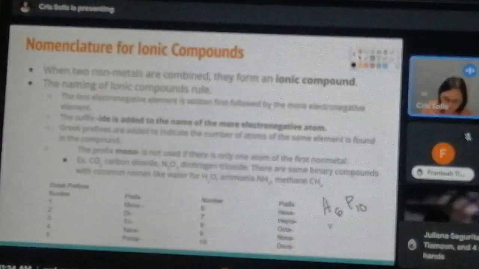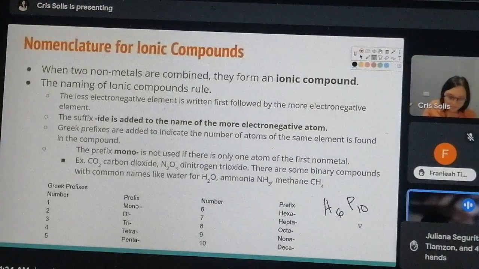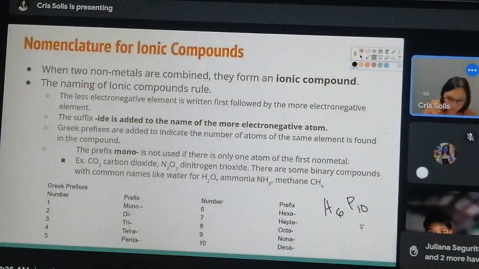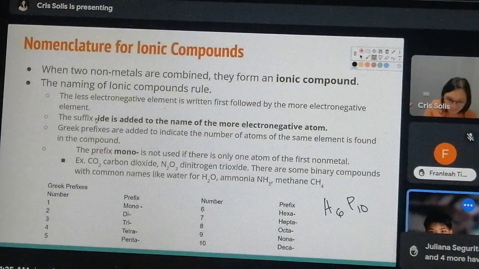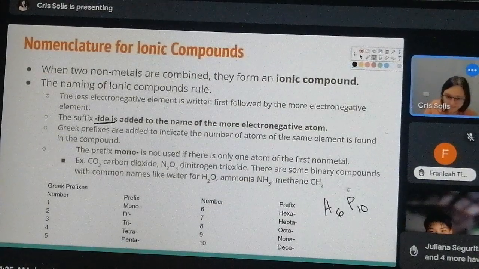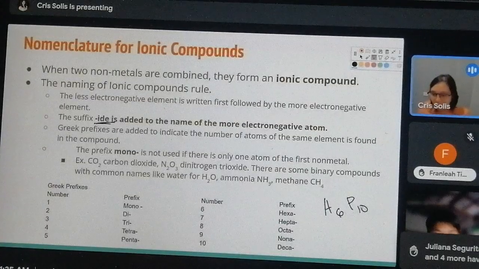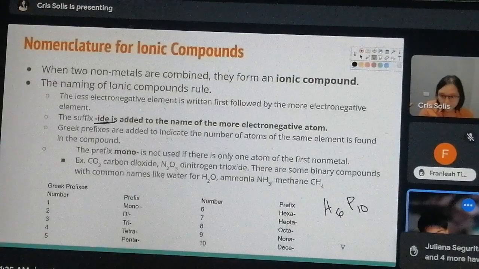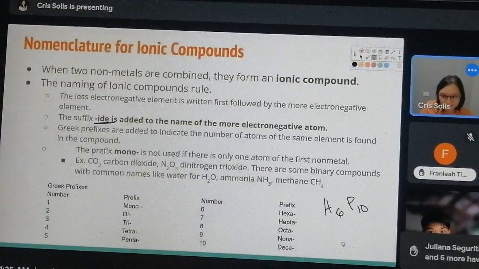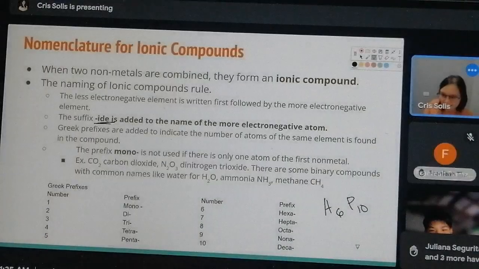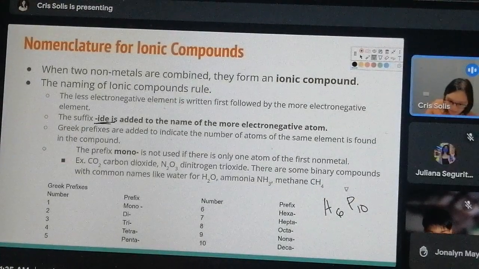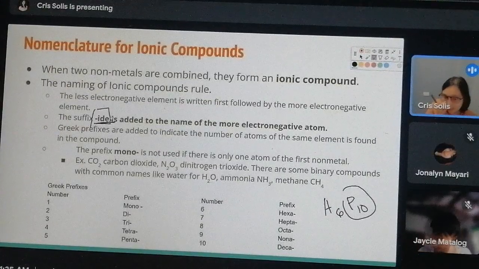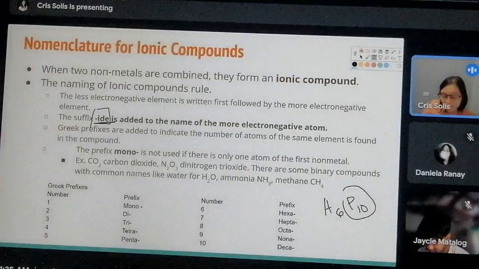Hexahydrogen, decaphosphorus. Phosphorus? Anak, more electronegative yan. Phosphide. Yun. Yun yung minsan nagkakamali kayo. Yung second element nyo, nakakalimutan nyo, kunin yung root at dagdagan ng IDE. Isa pa ba?